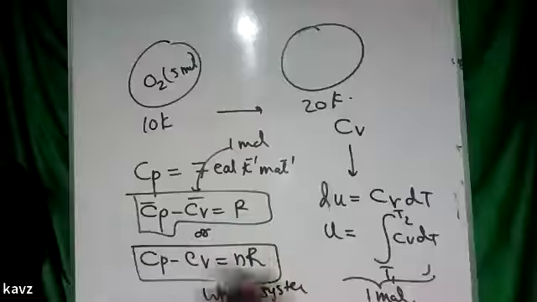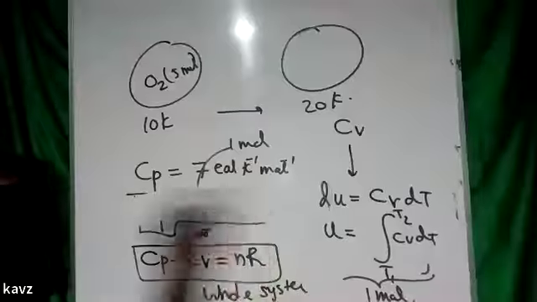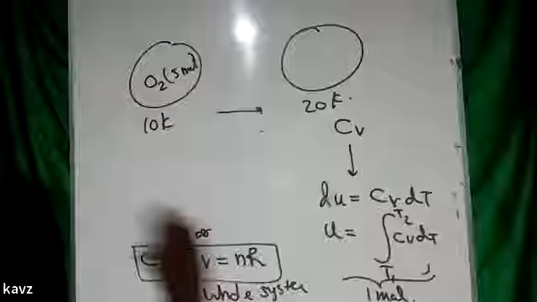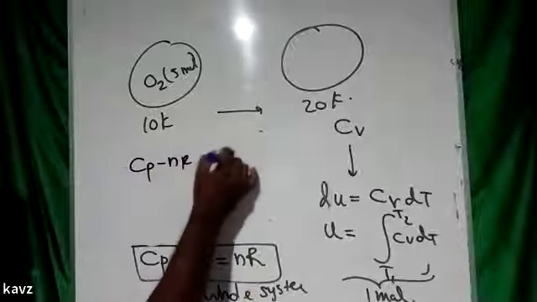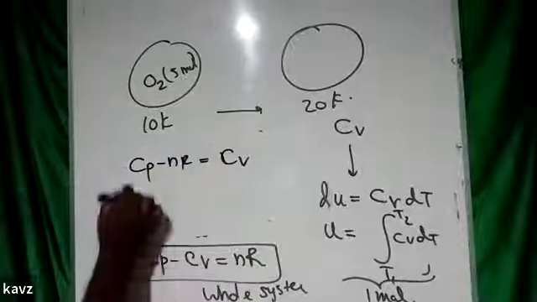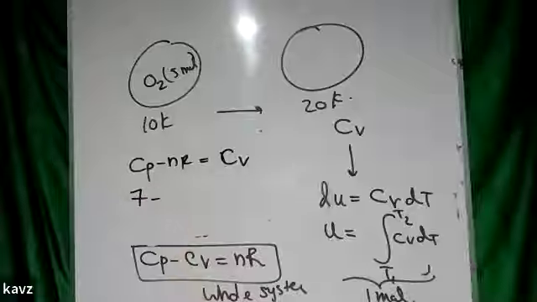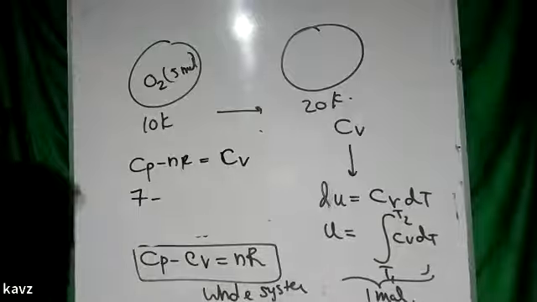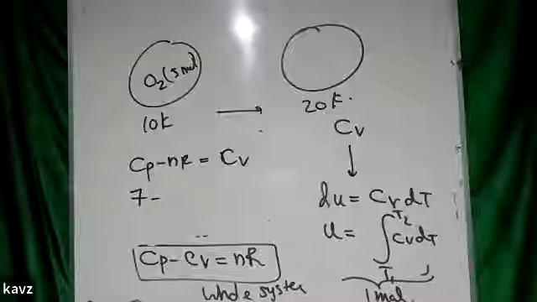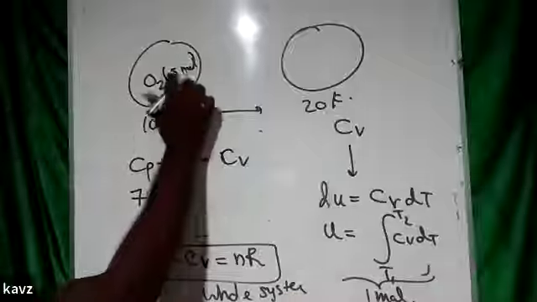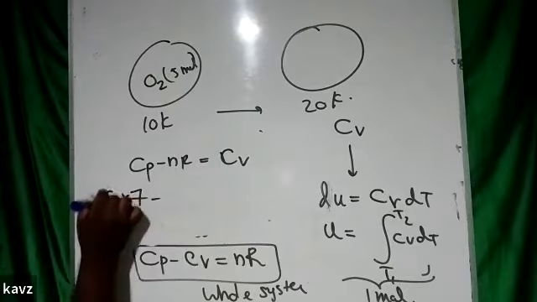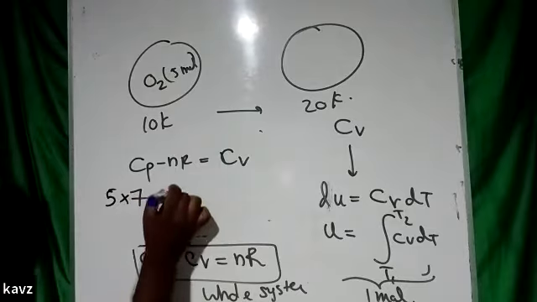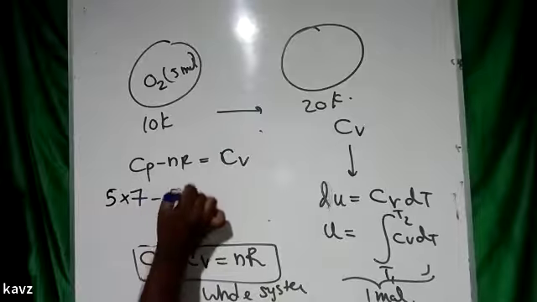So if I use this one, you know this, Cp minus nR equals Cv. Cp is 7, but I said this is used for the whole system. The whole system consists not of 1 mole. It has 5 moles, so you have to multiply it by 5. And there is n, which means 5.